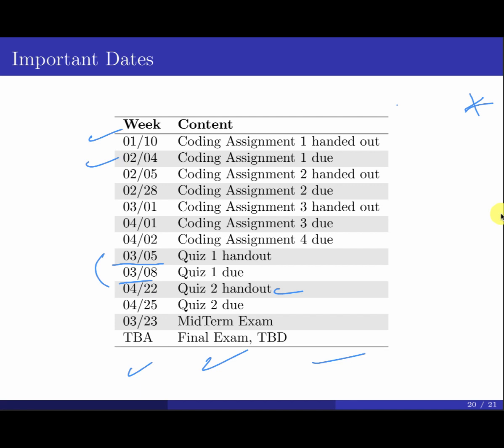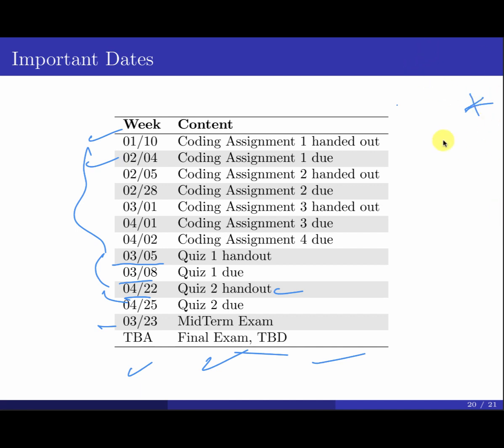For the quiz 2, it's going to be on this date before the final exam. And this is the midterm and the final exam. And this is our plan. Maybe we need to adjust this. It depends on the time, the complexity of the coding assignment, etc. Maybe we need to adjust this time.